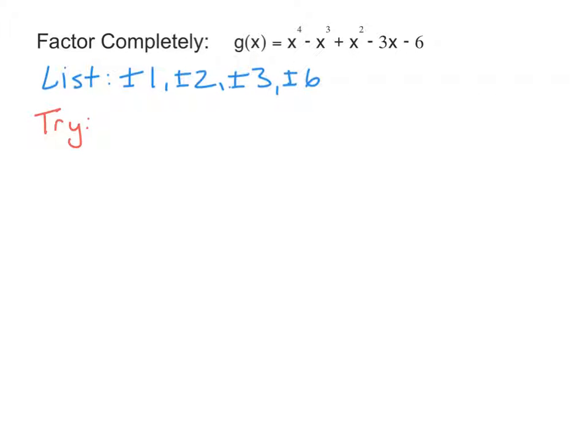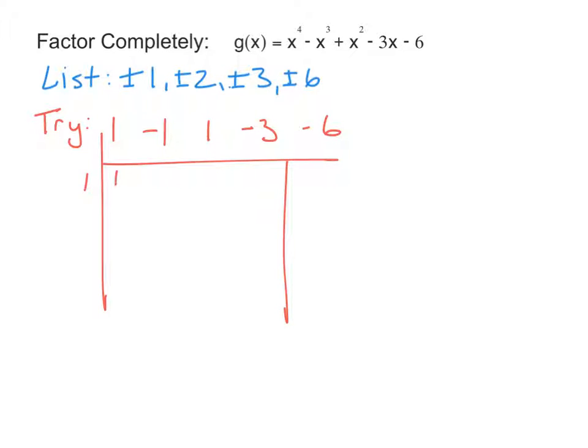Next thing we're going to do is start trying. So we take all the coefficients, 1, -1, 1, -3, and -6. Start doing some synthetic division. Start with 1. 1 minus 1 is 0. 0 plus 1 is 1. 1 minus 3 is -2, and -2 minus 6 is -8. Since it's not positive 1, move to -1. -1 plus -1 is -2. 2 plus 1 is 3. -3 plus -3 is -6. And then 6 plus -6 is 0.